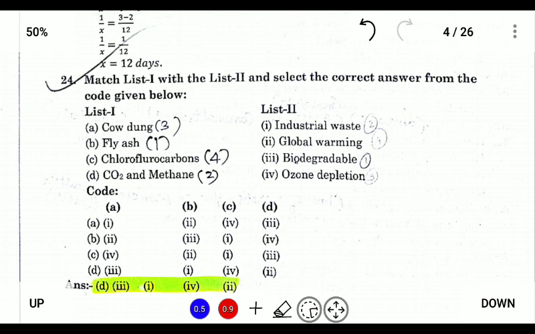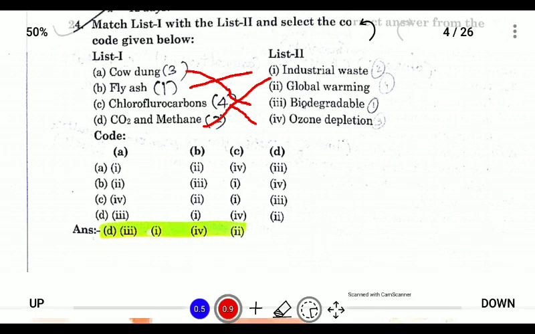Industrial waste, global warming, biodegradable, and ozone depletion. So we know that cow dung is biodegradable because it is made from animal waste. Fly ash is produced in cement production, so it is industrial waste. And chlorofluorocarbon is responsible for ozone depletion. And carbon dioxide and methane are responsible for global warming, so the answer is D.